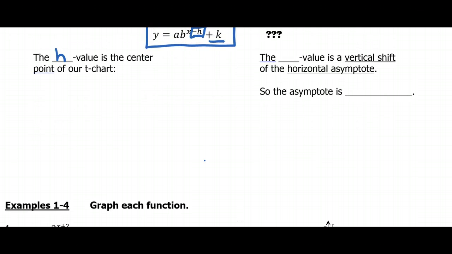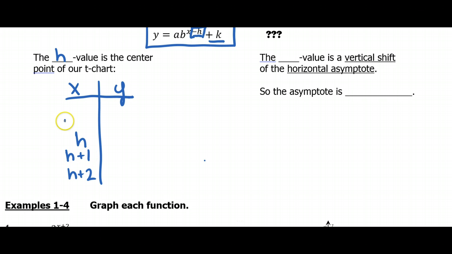So when you set up your t-chart for each of your graphs, again, you're going to have an x column and a y column. You're going to choose your h value to be the center point of your t-chart, and then your other four values you're going to base on that h value. Two of those values will be 1 larger and 2 larger than h, and the other two values will be 1 smaller and 2 smaller than h. So that's what that value up there does.